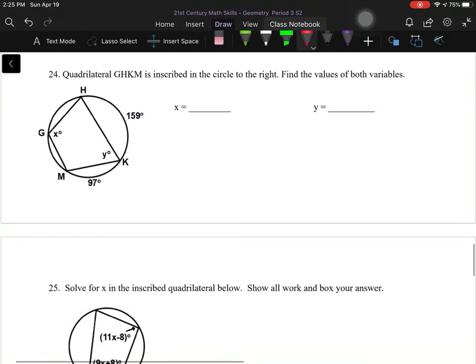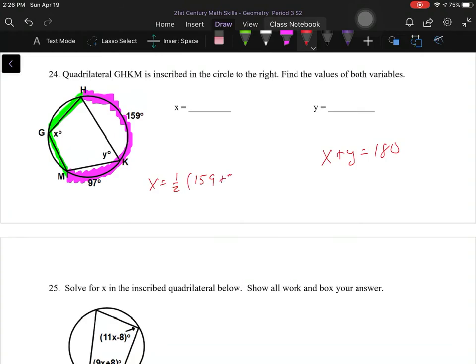Okay, number 24. This one was specific as well to a property that we talked about. We know that opposite angles in an inscribed quadrilateral add up to 180 degrees. The issue with this problem is we don't know x or y. However, they do show us, I switch my color here, that the inscribed angle intercepts the arc. So we know that x is going to be half of the pink, which is 159 plus 97.